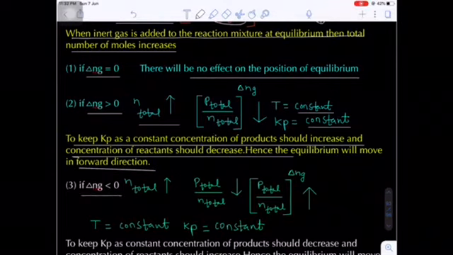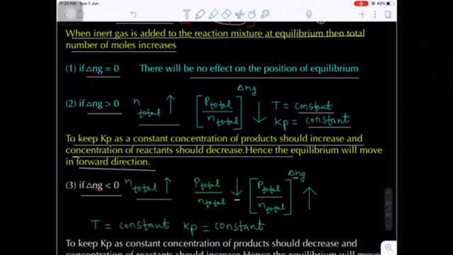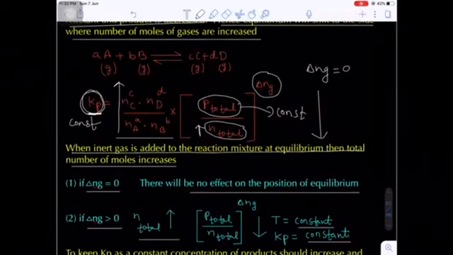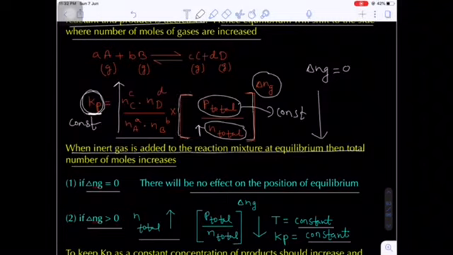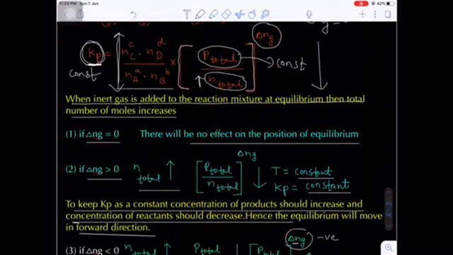If the delta Ng value is negative, less than 0, that means the total number of moles increases. P total by N total value decreases, but (P total by N total) to the power delta Ng increases, because delta Ng value is negative. That's why this value increases. That means if this square bracket value increases, this value should decrease. In this situation, the numerator should decrease and the denominator should increase.